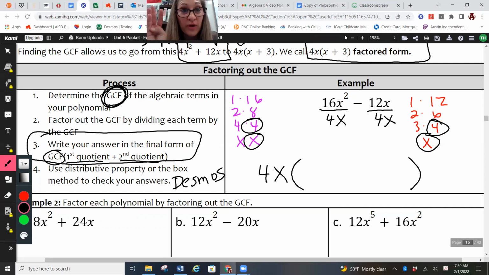And now do 4th grade math and 9th grade math. 4th grade math is what's 16 divided by 4. 4th grade math would say 4. 9th grade math, when I divide x's, I subtract exponents. 2 minus 1 is 1. Well, duh, there was 1 that we didn't circle. So that has to go back in the problem.